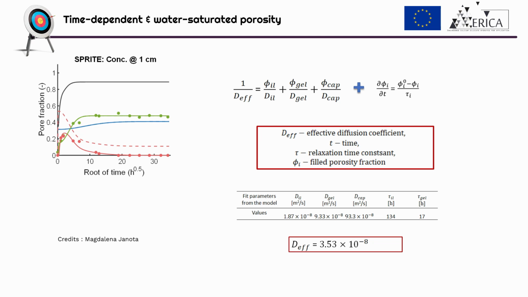With blue color, interlayer water is denoted, and by green color, gel porosity is denoted. The red color denotes capillary pores. We observe porosity relaxation with time towards equilibrium. In the table, effective diffusion coefficient of 3 pore components along with relaxation times are presented, which are obtained from the model. Now we can calculate the effective transport coefficient of cementitious materials, which is a very important parameter, however is very difficult to estimate with other techniques, but is quite useful in the models that are used to predict the service life of cementitious materials.